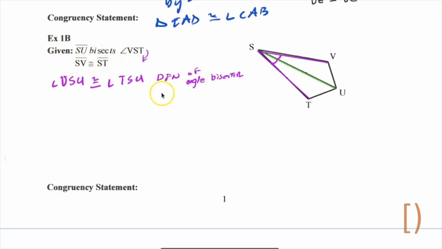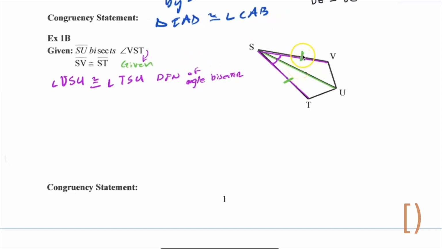Next, that's what that means. Next, they just straight out tell us SV is equal to ST. So mark it off. SV is equal to ST. Now, when they just give us a statement like that, we call that given. They just gave it to us. So, given. Now, are these two triangles congruent?